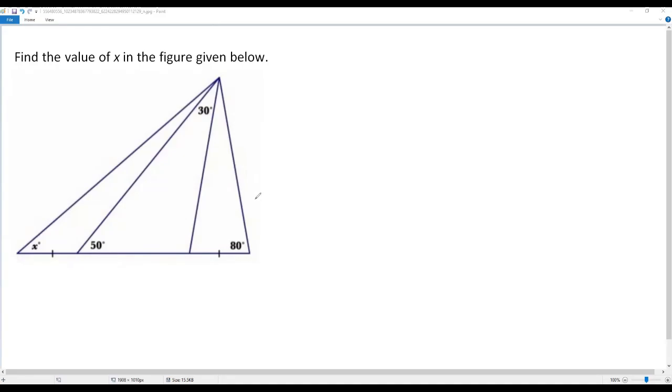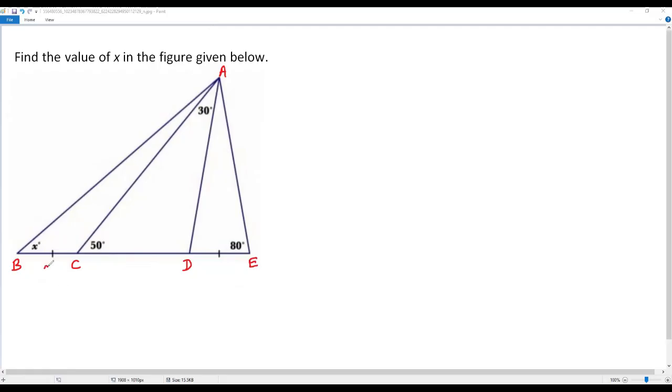Here we have a geometry problem on interior angles of a triangle. In the given figure, first let me mark the points A, B, C, D, E, and we have the markings over here and here. That is, the length of BC and the length of DE are equal.